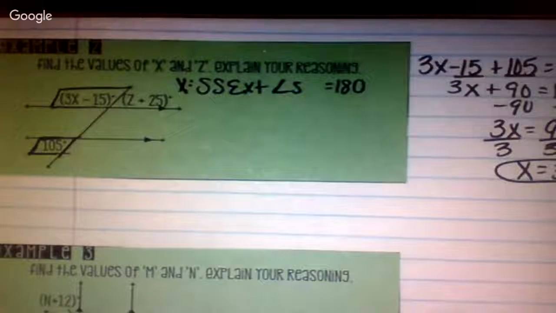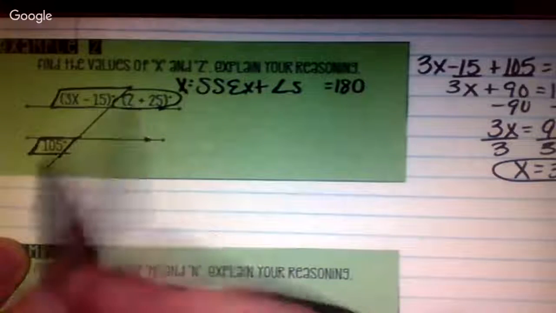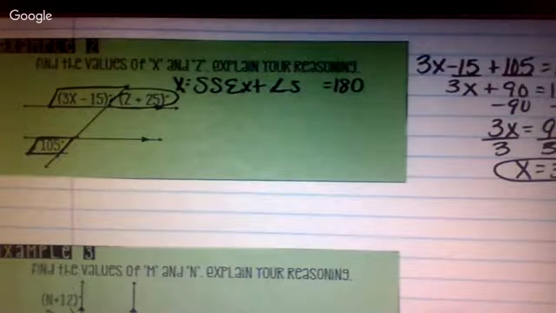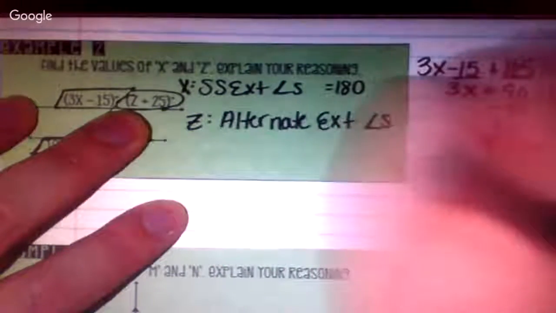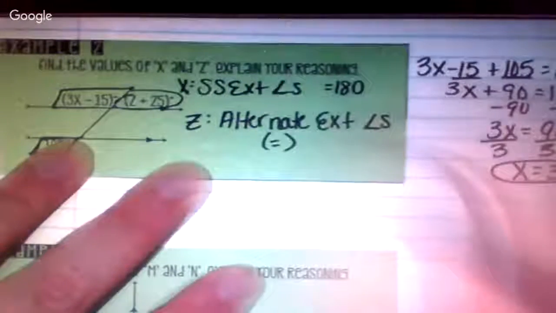Now we need to take a look at Z. Z's over here. What relationship does Z have to 105? Okay, these are still exterior. They're still outside the parallel lines. But now I'm dealing with alternate exterior angles, because one's on the left-hand side of the transversal, the other one's on the right. So if these are alternate exterior angles, they have what relationship? They're equal. These are congruent.